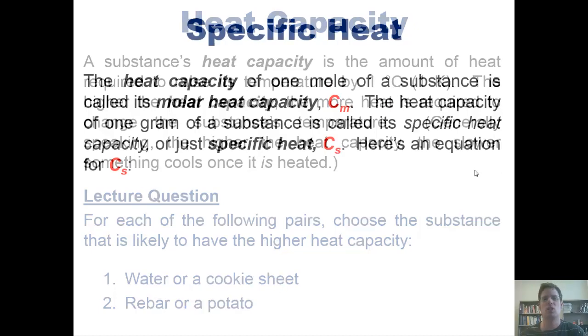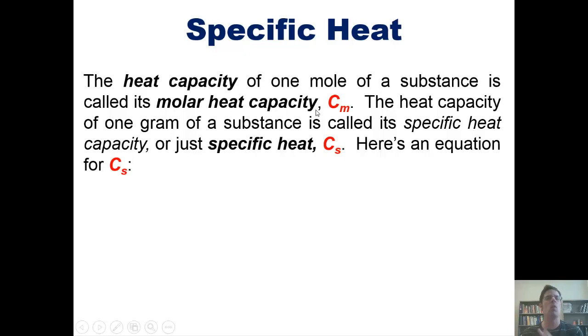Now let's apply that to specific heat. The heat capacity of 1 mole of a substance is called its molar heat capacity, or C sub m. The heat capacity of 1 gram of a substance is called its specific heat capacity, or just specific heat, C sub s. So once again, C sub m is its molar heat capacity, and C sub s is its granular heat capacity. We call it specific heat, but honestly it's the same. It's heat capacity per gram versus Cm is heat capacity per mole. It would actually be easier if they just called specific heat granular heat capacity or something like that. But anyway, they don't. It's specific heat.